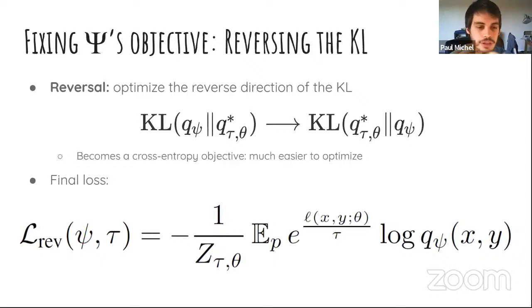And so we end up with this final loss here, which is kind of the log likelihood of the data, but modulated by the exponential loss of the model. So we're going to learn an adversary that assigns more weight to examples that have a high loss under the model, under the model theta.